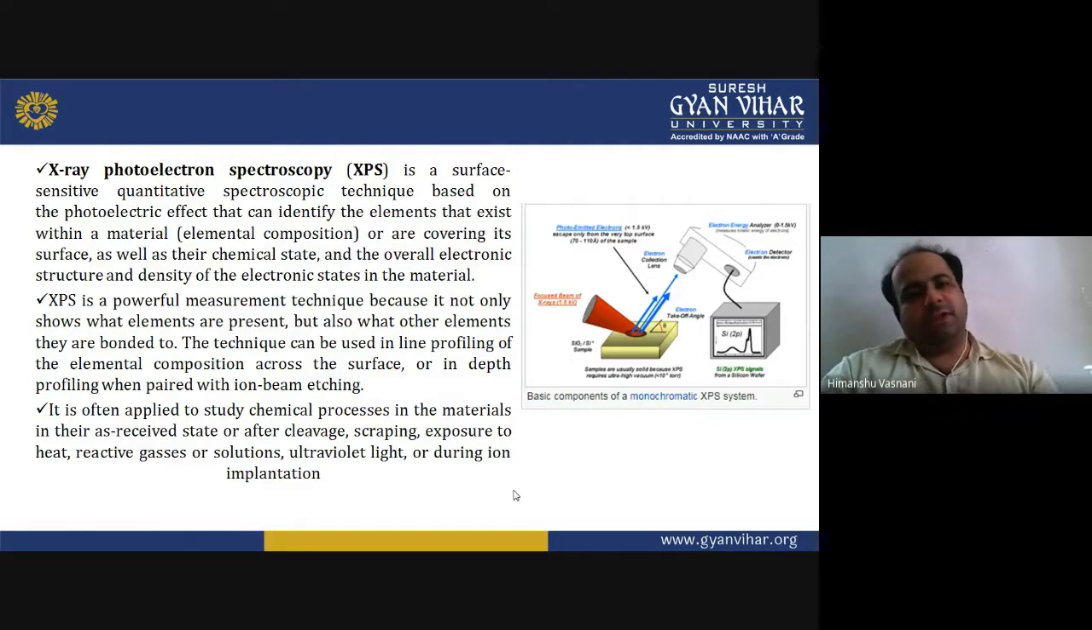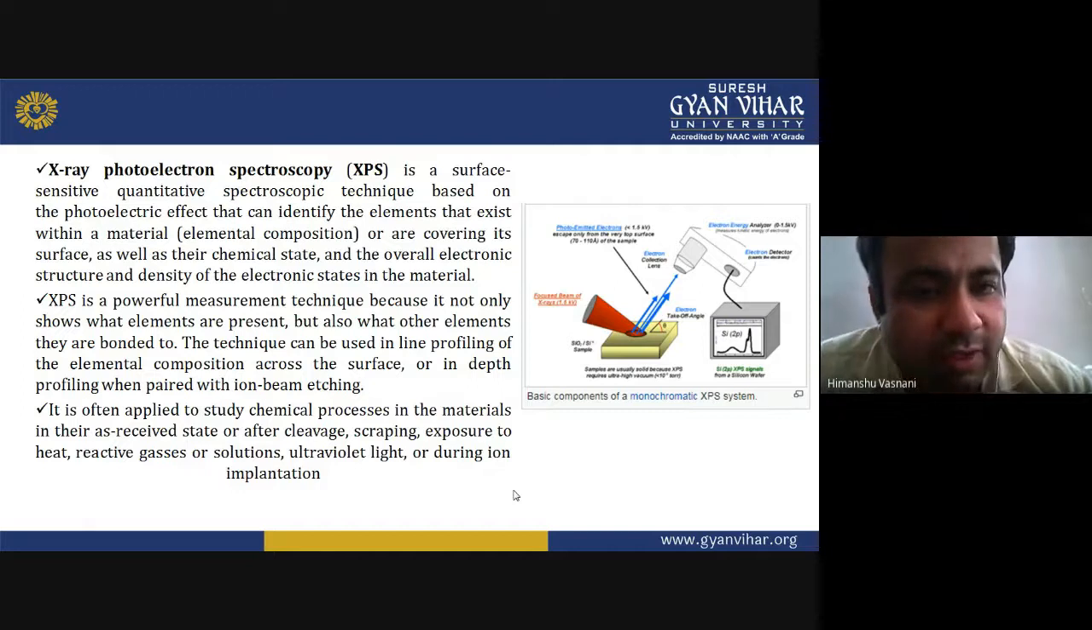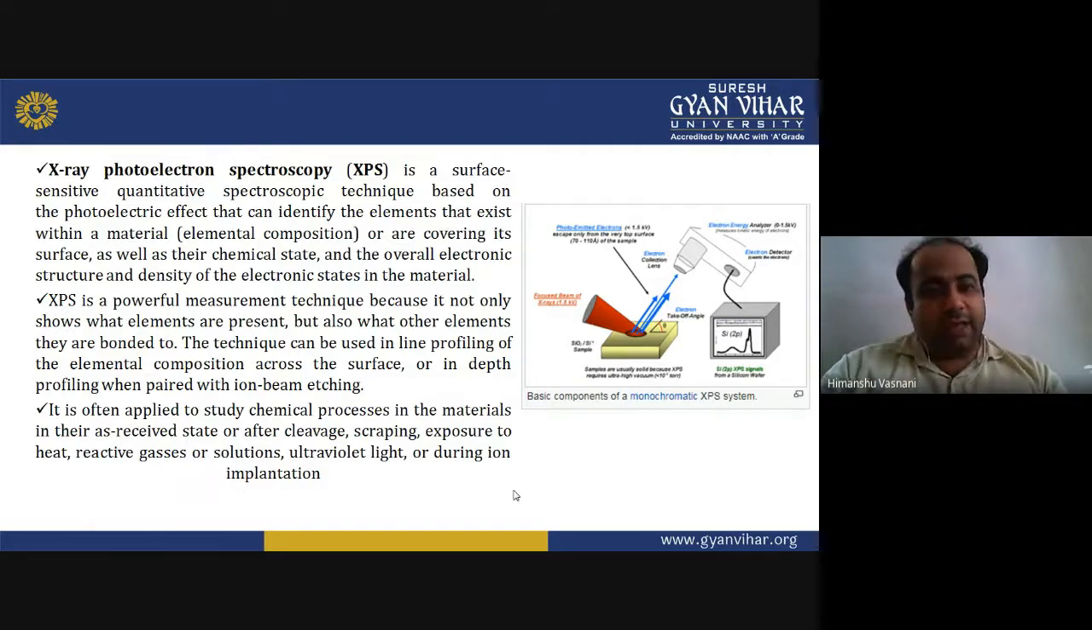This XPS is a surface sensitive quantitative spectroscopic technique based on the photoelectric effect. It will identify the elements that exist within the material, the elemental composition, or are covering the surface, as well as its chemical state. Okay, the chemical state can be known, and the overall electronic structure and the density of the electronic states in the material. Now, XPS is a powerful measurement technique because it not only shows what elements are present, but also what other elements they are bonded to.